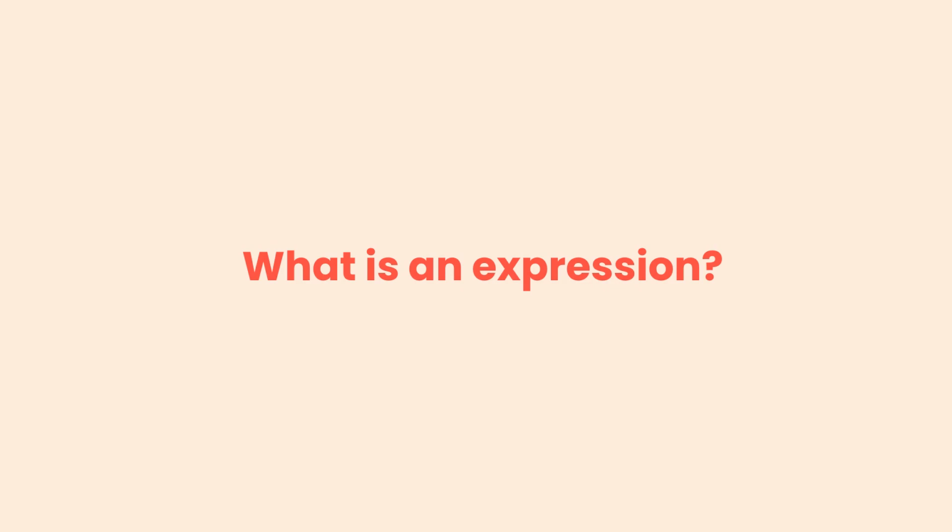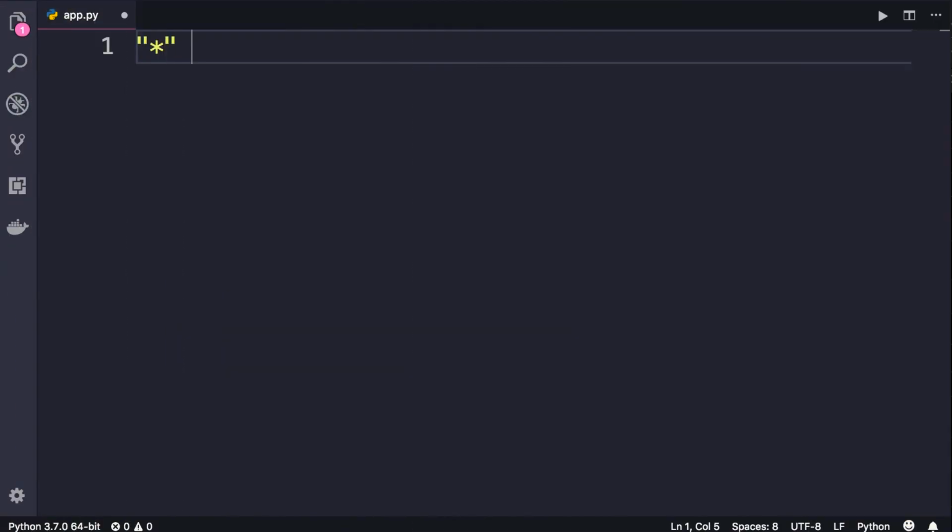What is an expression? An expression is a piece of code that produces a value. Here's an example of an expression. What do you think is the value of this expression? Well, here we have this string. We're multiplying this by 3. So the result will be a string of 3 asterisks, like this.